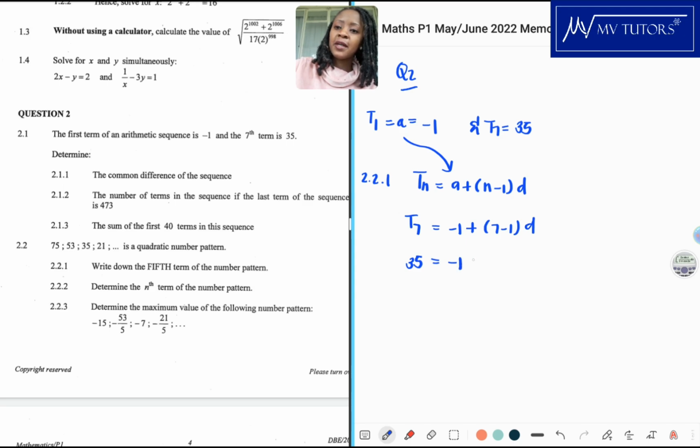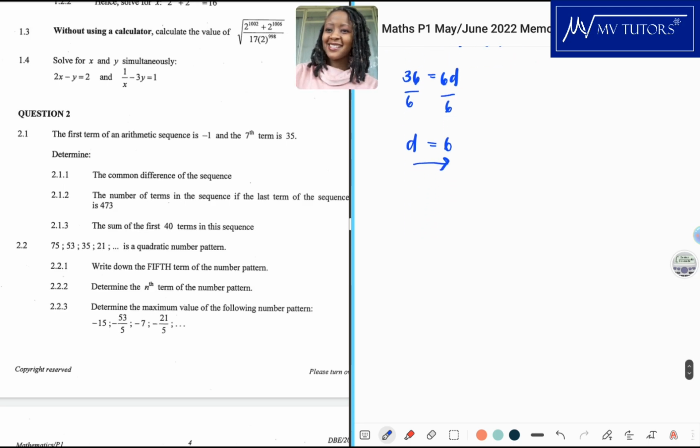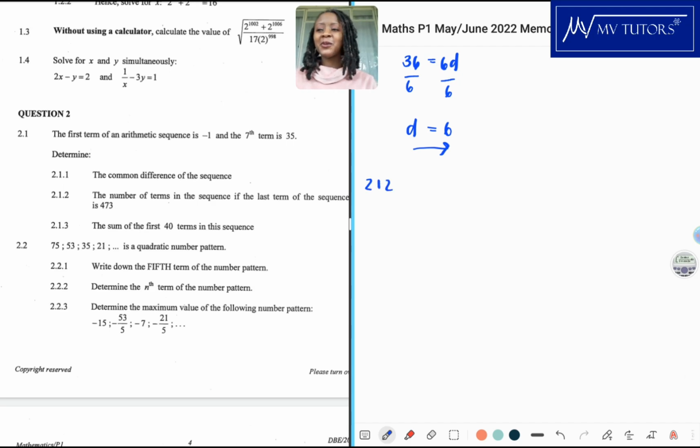So -1 plus 6D. If I take 1 to the other side, I'm going to have 36 is equal to 6D. And if I divide by 6 on both sides, I will have that D is equal to 6. So the common difference there is 6. Alright, let's go to the next question, 2.1.2.